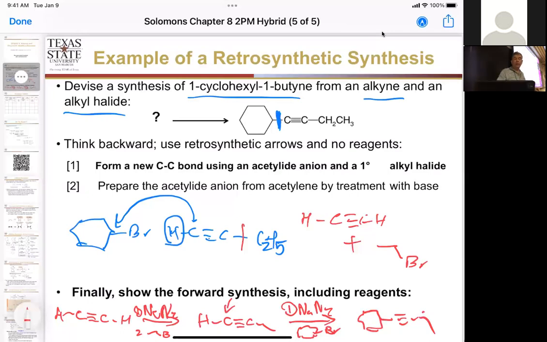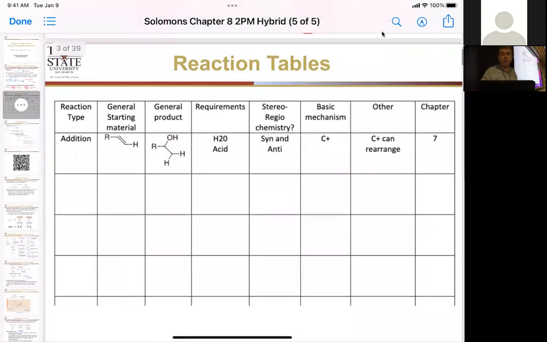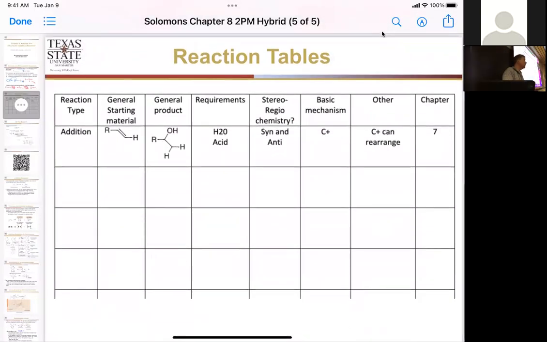So when we look at our reaction tables, you actually want to look at it in 3 ways. When you go to Canvas and download this reaction table, you should do all the reactions from last chapter and reactions from this chapter, because it'll really, really help. I love reaction tables because they give you a bunch of information. On this one right here, the reaction type is addition. Remember, we have 4 reaction types: addition, substitution, elimination, and rearrangement. So we have 4 reaction types that we can put in this front bar here.